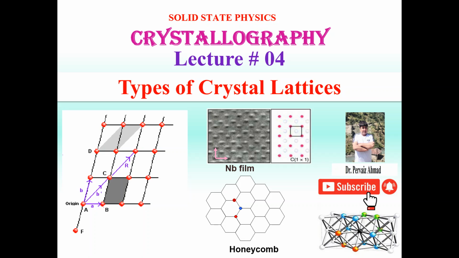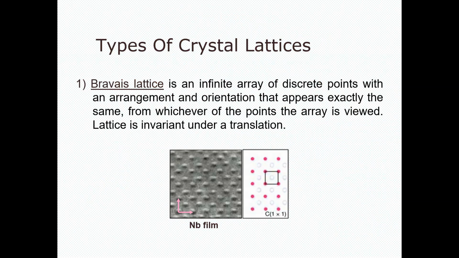In this lecture we are going to have a discussion on the types of crystal lattice. So let's proceed towards today's lecture, that is the types of crystal lattice. The first type that we have is called the Bravais lattice.